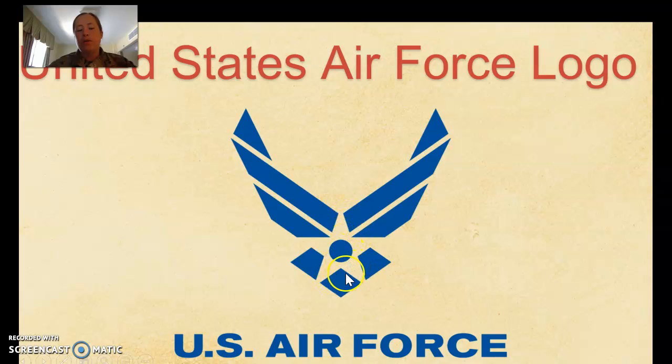The star that you see in the middle represents one as a family. So we have the Guard, the reserves, active, and civilians. The circle in the middle represents a globe, and the globe equals power space.